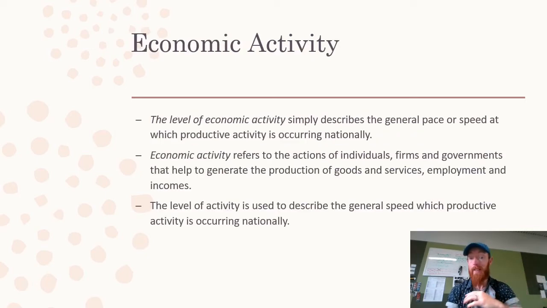So the basis of this whole topic and this first part of it before we get into the goals is all about economic activity. Economic activity is all about the general pace or speed at which productive activity is occurring nationally. It's essentially the amount of spending that's occurring or the amount of production that's occurring, and our ability to measure that and what it tells us about if the economy is speeding up or slowing down. So economic activity refers to the actions of households, individuals, firms, and governments that help to generate the production of goods and services, employment, and incomes. The level of activity is used to describe the general speed at which productive activity is occurring nationally.